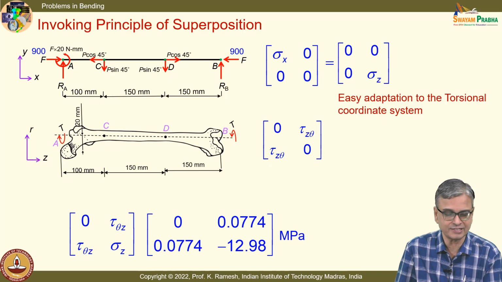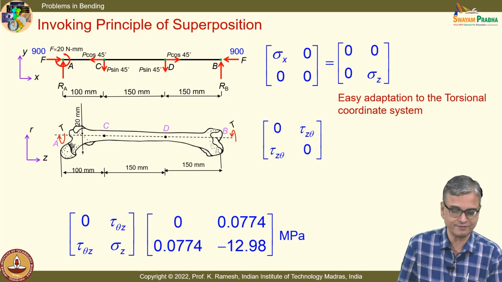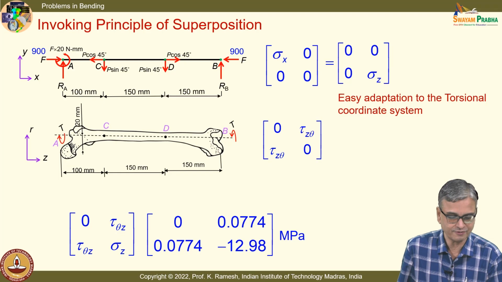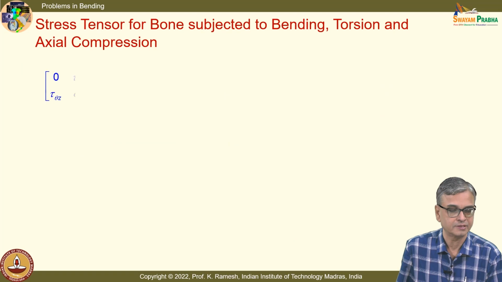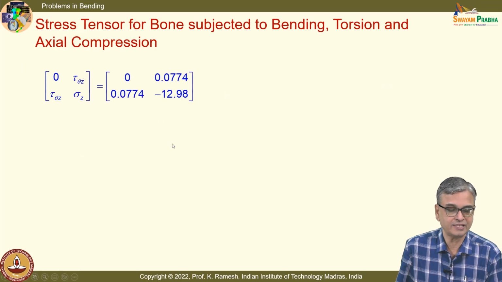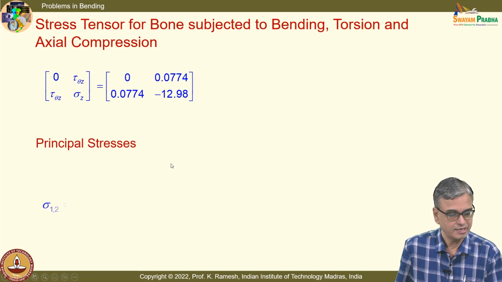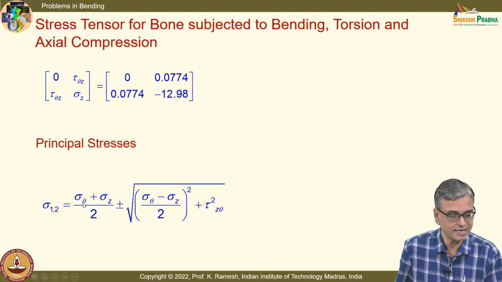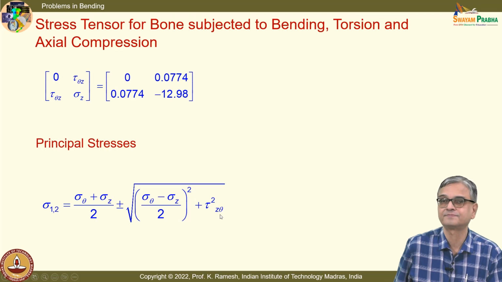And I have this as 0.0774, 0.0774, minus 12.98 MPa. So, I have the stress tensor subjected to bending, torsion and axial compression, and I can have the principal stresses. I get sigma 1, 2 as sigma theta plus sigma z divided by 2, plus or minus the root of (sigma theta minus sigma z by 2) whole squared plus tau squared z theta.